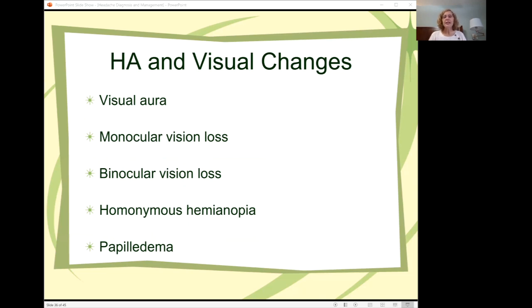Anytime a patient has a headache associated with visual changes, one must consider secondary causes. Now, a typical aura is not a serious concern, but make sure that the aura characteristics fit the typical pattern of scintillating colors or a scotoma that develops over 5 to 20 minutes and resolves within 60 minutes.